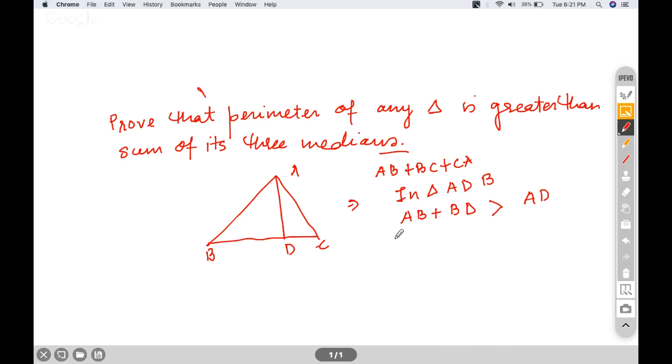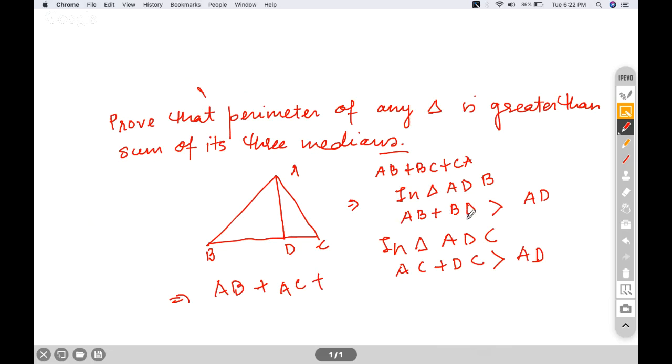Now, try to understand. In triangle ADC, AC plus DC is greater than AD. You add both of them, you get AB plus AC plus, what is this? BD plus DC is equal to how much? That is BC, is greater than 2AD. And likewise, you'll get it for all the medians, you'll get your result.